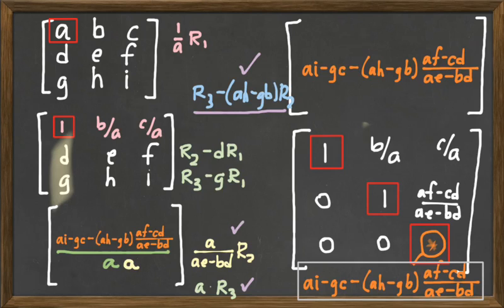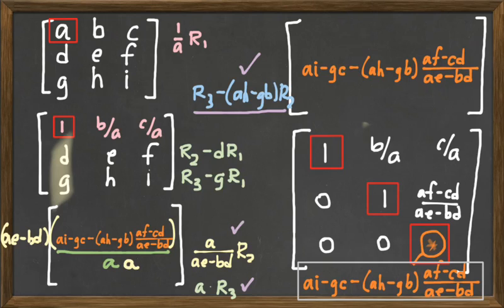So I'll get an A down here, and I'll get that AE minus BD up here. So let's compensate for all of that by multiplying through by AE minus BD in the numerator, and then I've got A squared down in the denominator.